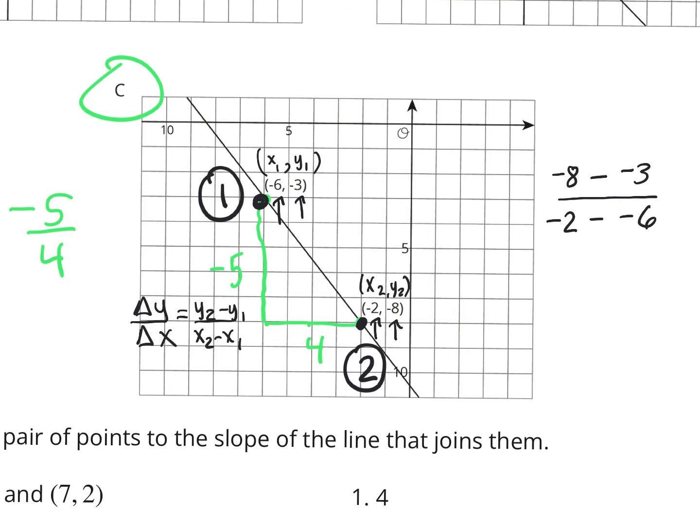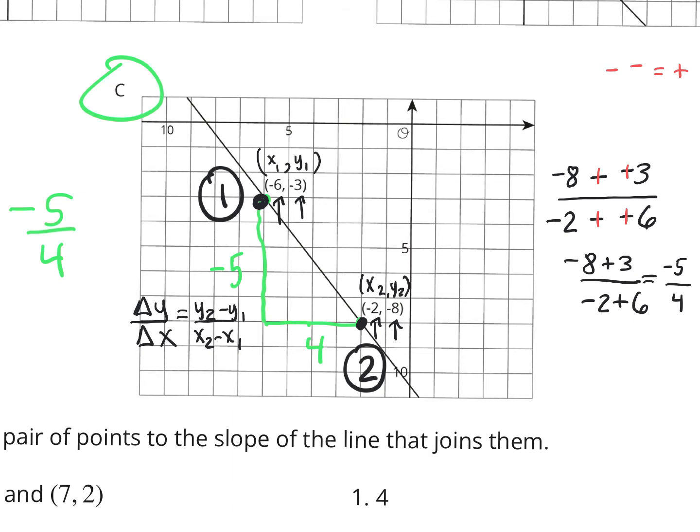Now, if I've done this correctly, I should end up with the same answer that I got with the graph, which was negative 5 over 4. So I need to remember that whenever you see minus a negative, that is the same thing as saying plus. So minus a negative is really plus. So I could rewrite this as negative 8 plus 3 over negative 2 plus 6. Negative 8 plus 3 will give me negative 5, and negative 2 plus 6 will give me 4.